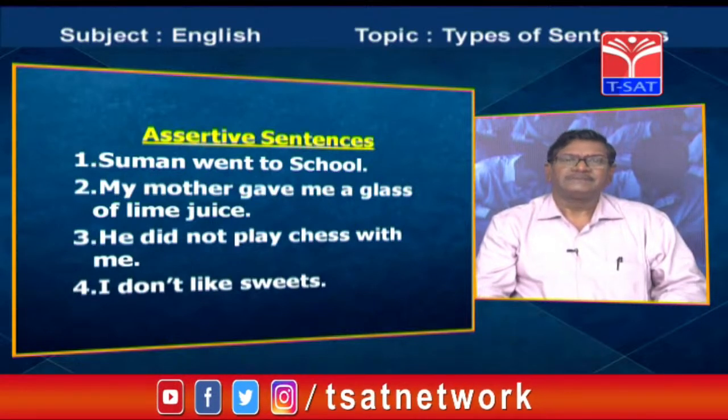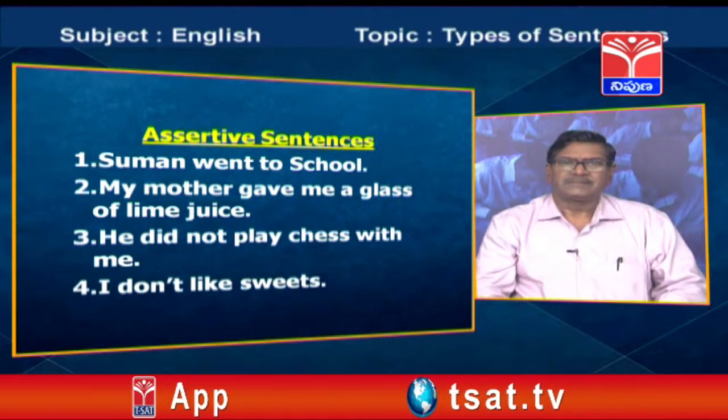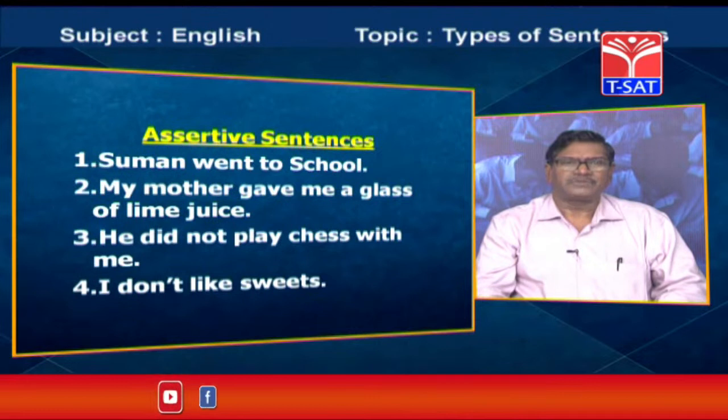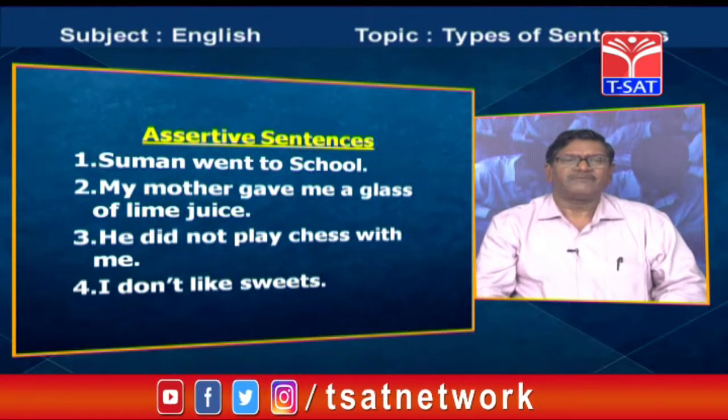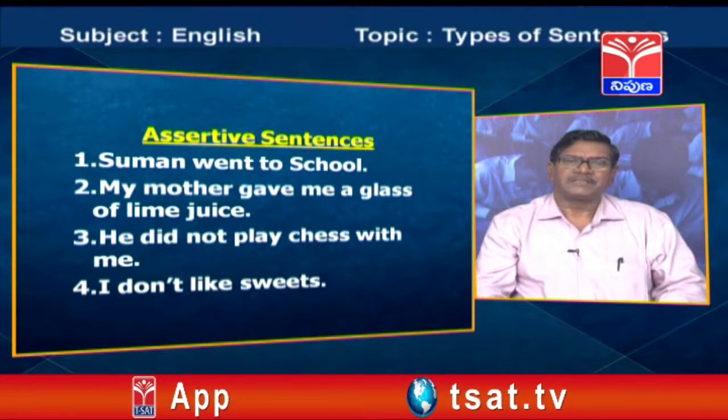Okay? And now, let us sum up assertive sentences. Someone went to school, my mother gave me a glass of lime juice, he did not play chess with me, I do not like sweets. The first 2 are affirmative sentences, 3rd and 4th, they are negative sentences.